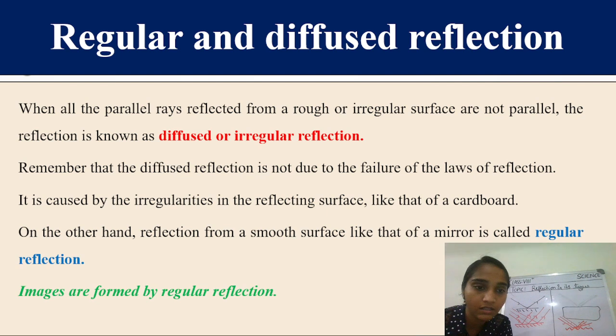Yes, very good, students. So now you can see that the images that are forming are due to regular reflection only, because we are able to see clear images, because the parallel rays are focusing on the making of those images very clearly. That is why images are said to be formed by regular reflection. Okay. So I hope we are clear with the regular and the diffused reflection which we have seen, right? Very good, students. Now let's move ahead.